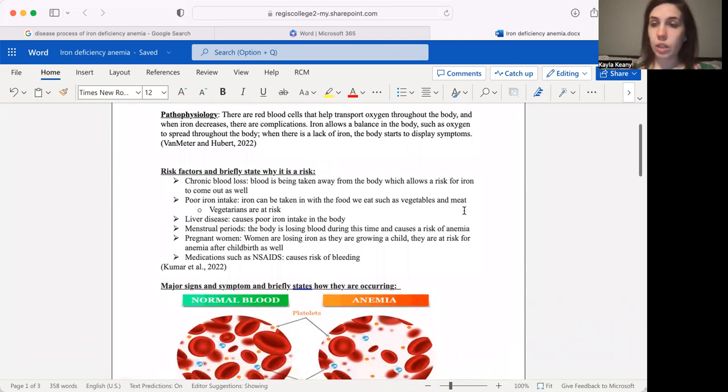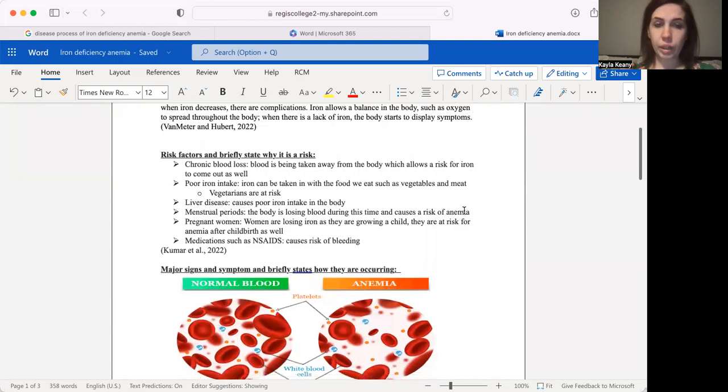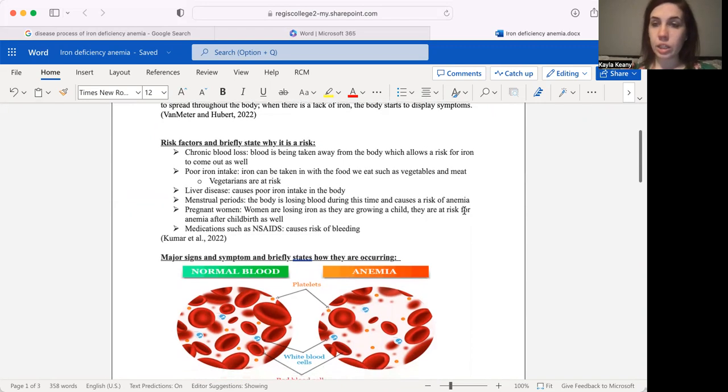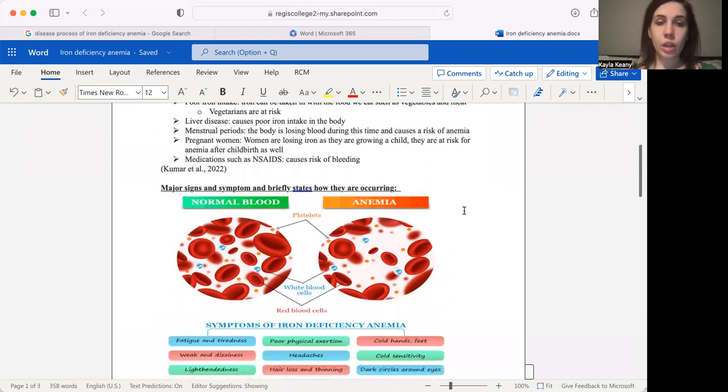Menstrual periods: you are losing blood, and of course, if you're losing blood, you're probably losing iron as well. Pregnant women are at risk. They are giving all of their blood and iron to the child that they are growing, and they're also at risk after childbirth, delivering the child, due to the blood loss. And medications such as NSAIDs can cause a risk of bleeding.